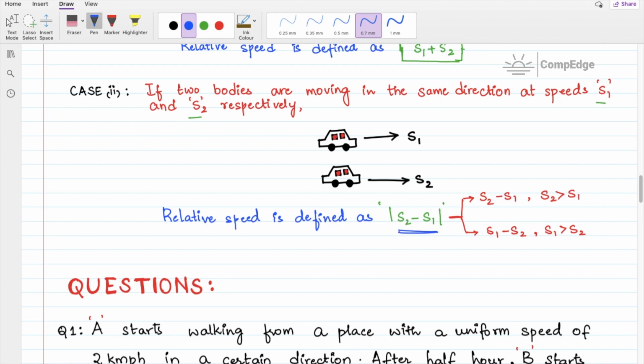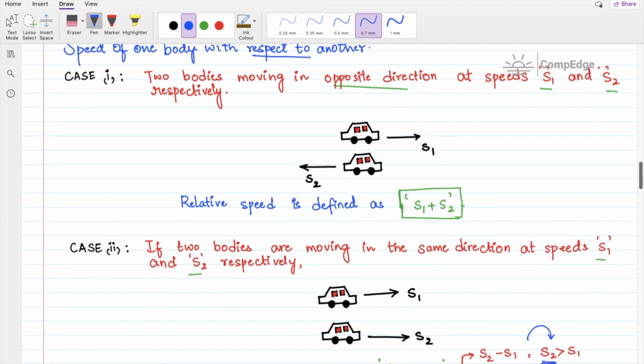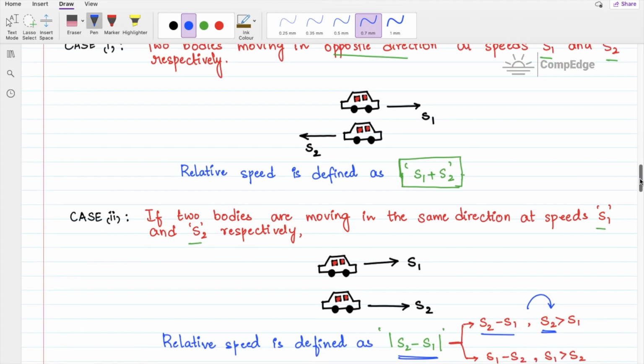So there are two cases that arise in this. If the speed of one object is greater than the other, we write s2 minus s1 in the case s2 is greater than s1, and s1 minus s2 when s1 is greater than s2. So whichever speed is greater, we write that first and subtract the other speed from it. This is the entire concept that we use in relative speed, and let's delve into the problems based on this concept.